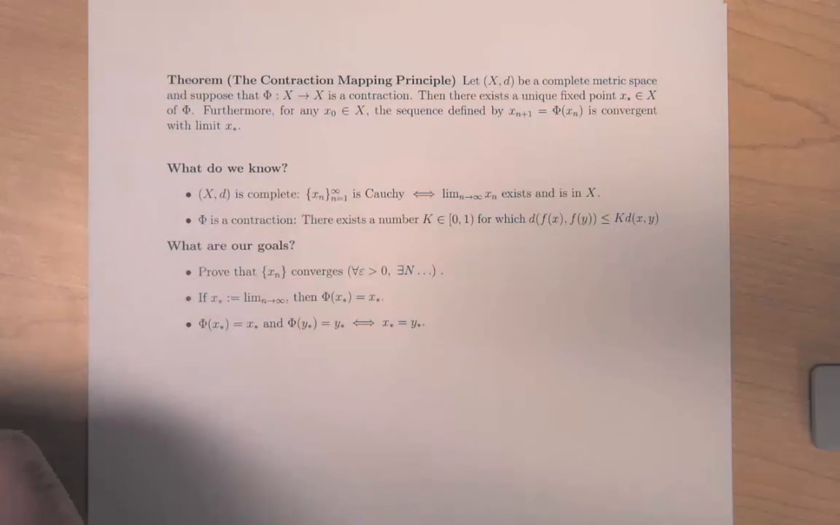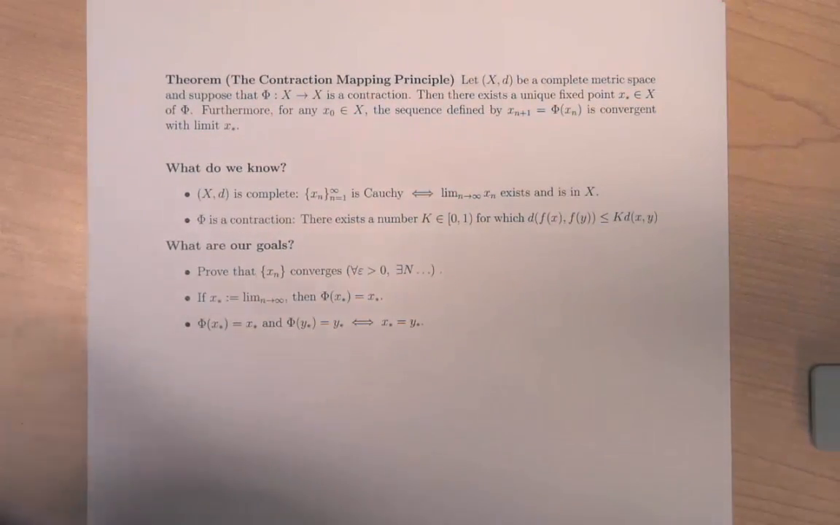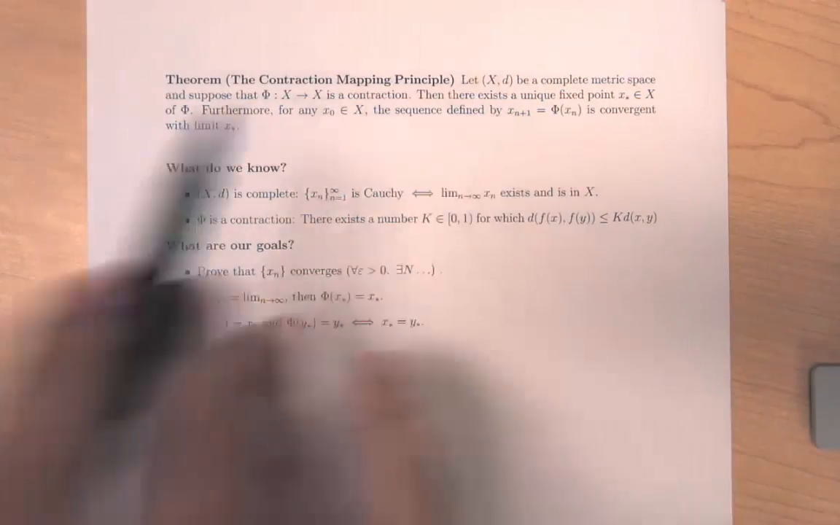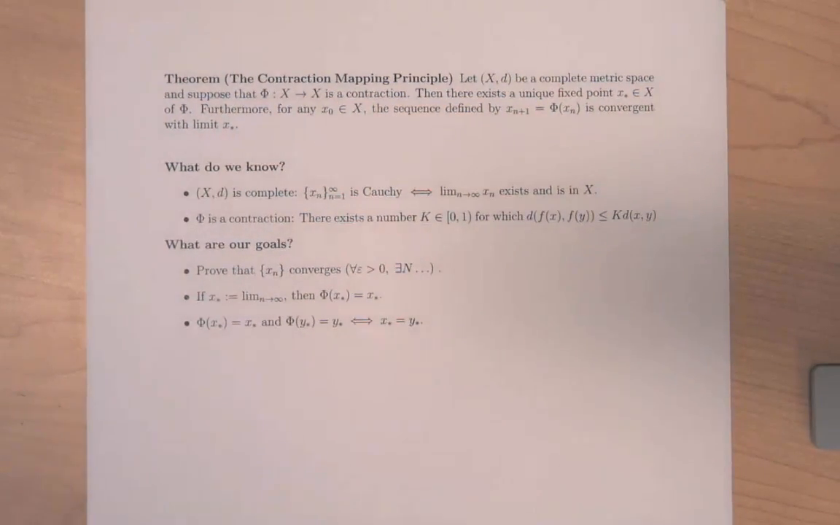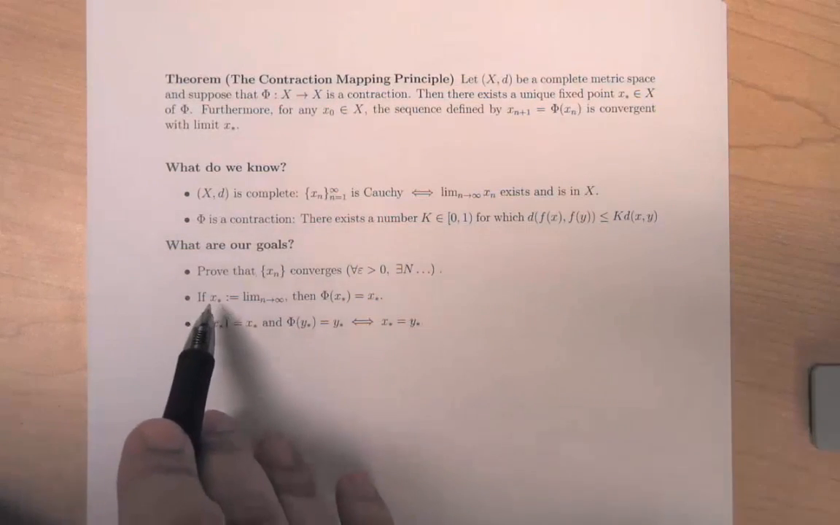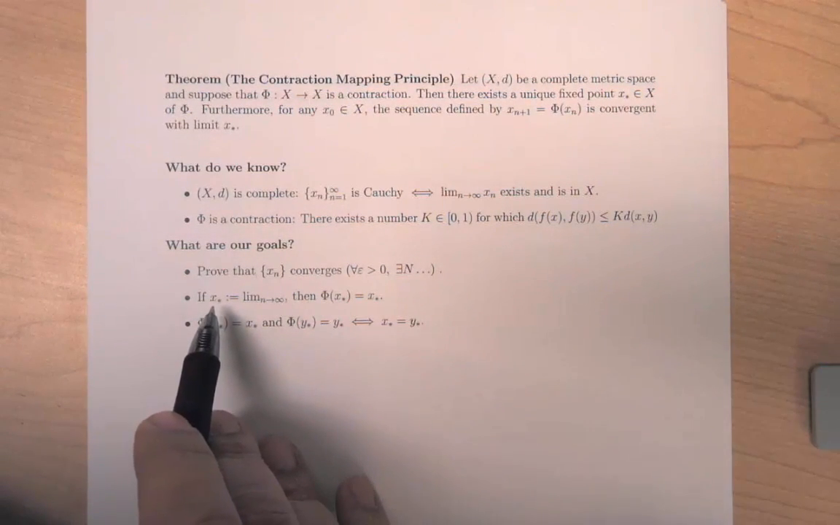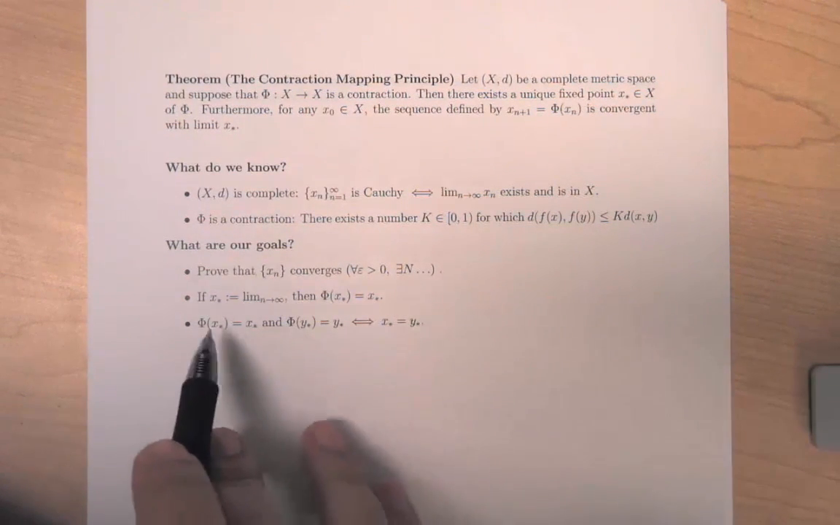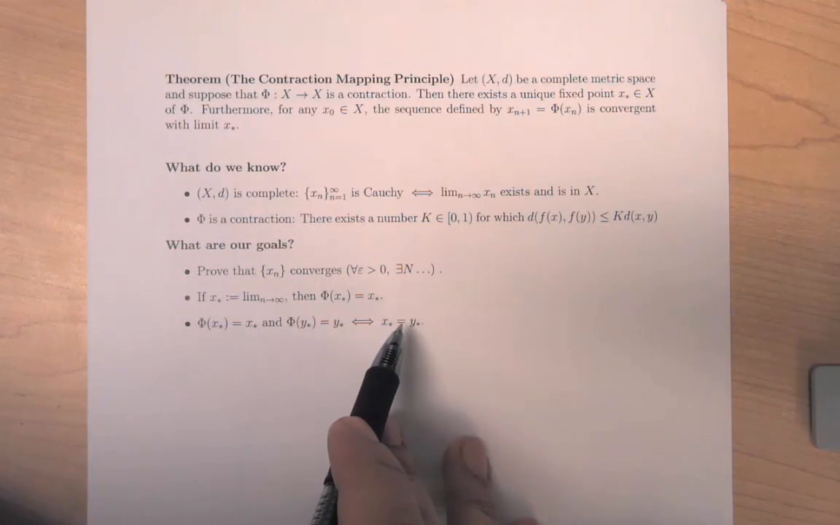Now, what are our goals, right? We have to prove three things. One, we got to prove that the sequence xn, as defined here, converges. Now, if I define x star as the limit, I need to show that limit is a fixed point. And then I have to show that if I have two fixed points, they are really the same fixed point.